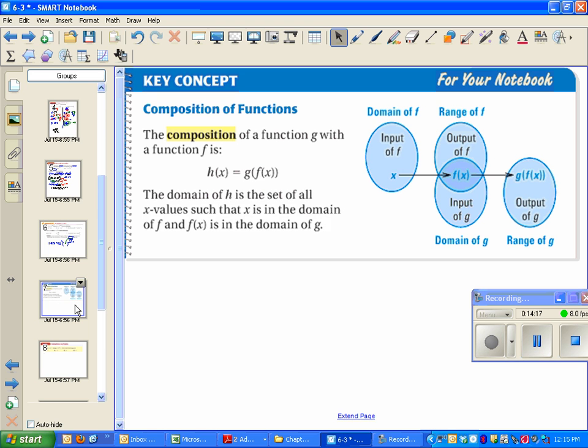Composition. Composition is very fun. We're combining two functions together. So we're going to slow this down a little bit.